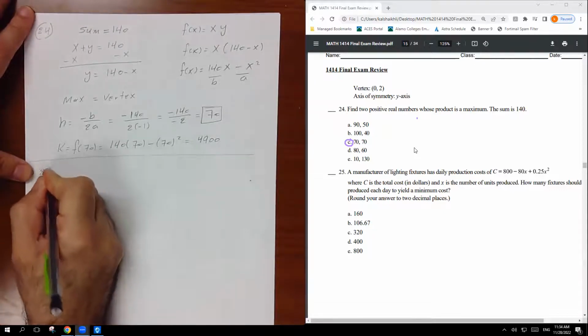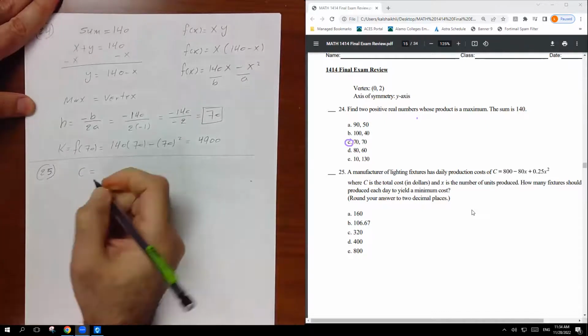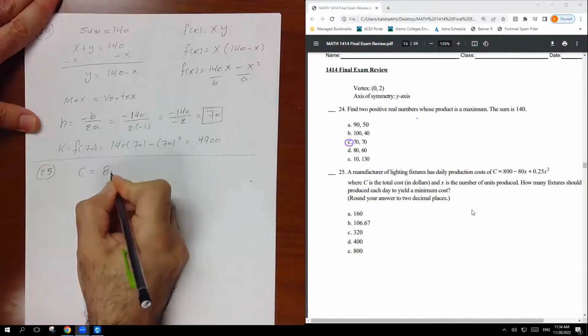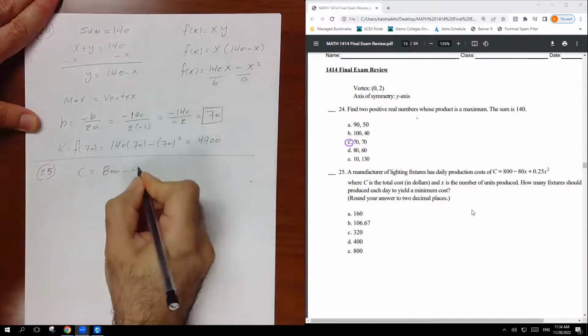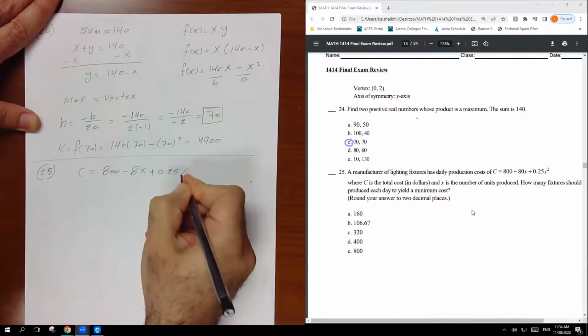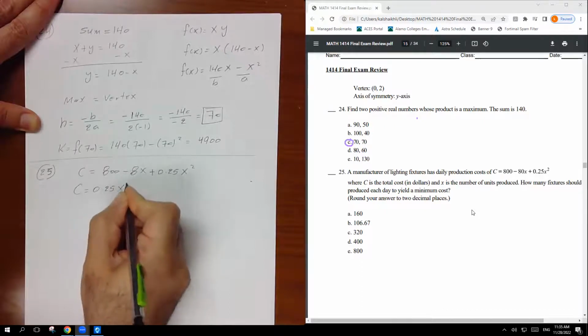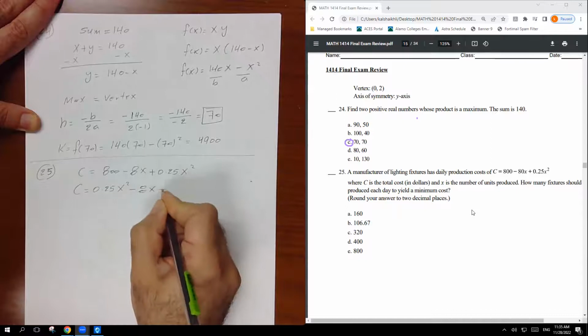For 25, they ask you for 25. Here's the cost function is 800 minus 80x plus 0.25x squared. We need to find how many fixtures should be produced to minimize the cost. So our cost function C equal 800 minus 80x plus 0.25x squared. Be careful, here is the same thing, 0.25x squared minus 80x plus 800.